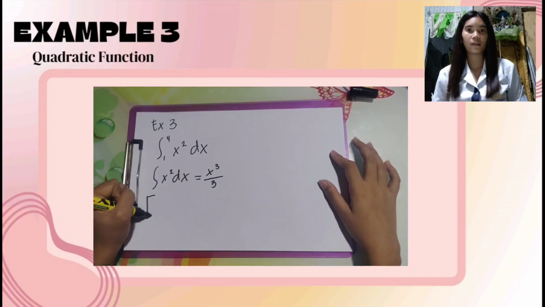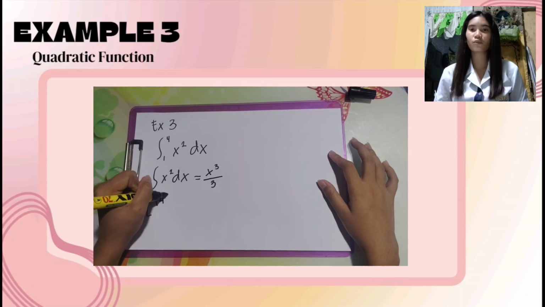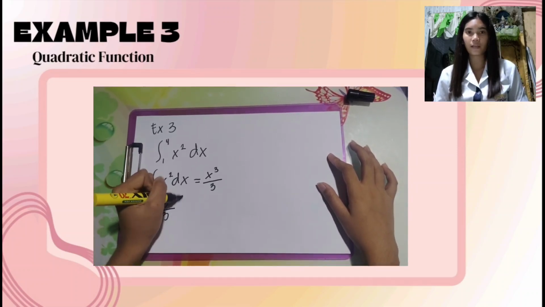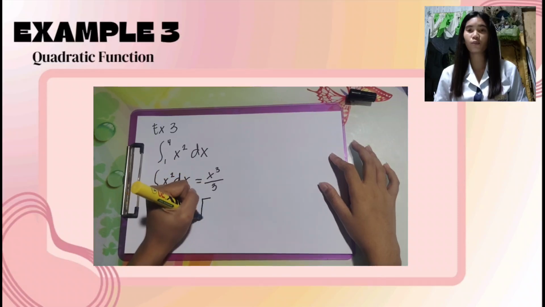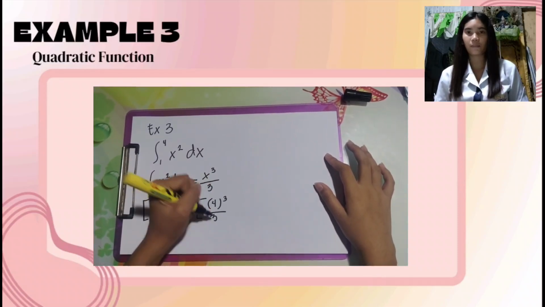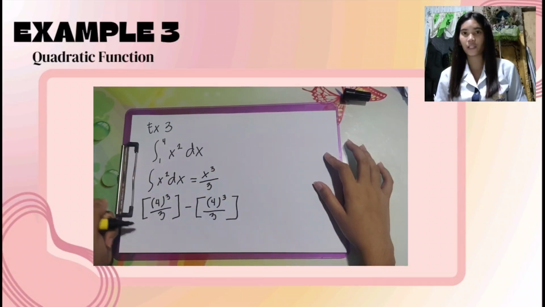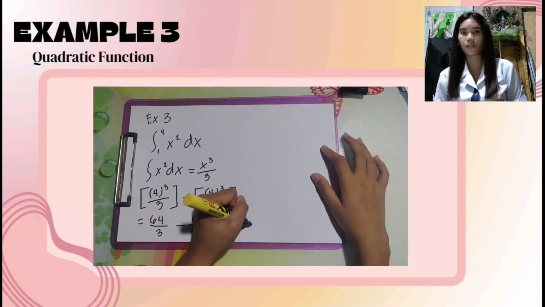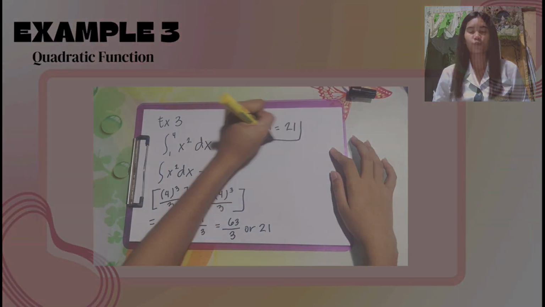Then we plug in the upper and lower limits, which are 4 and 1. So 4 cubed over 3 minus 1 cubed over 3 is equal to 64 over 3 minus 1 over 3, is equal to 63 over 3 or 21. So our area is 21.